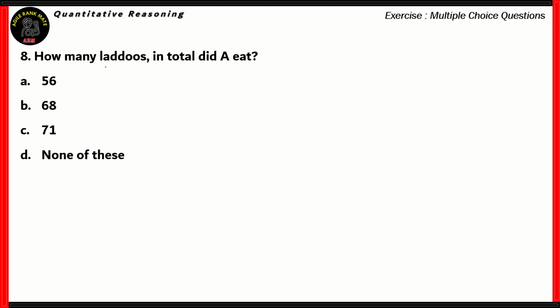Question number 8. How many laddus in total did A eat? So as you can see, we start from 32, 24, 12, and 3. So 2 plus 4 is 6, 6 plus 2 is 8, 8 plus 3 is 11. 3 plus 1 is 4, 4 plus 2 is 6, 6 plus 1 is 7. So we got a total of 71 laddus. The other two numbers are not present in our table for calculating laddus, and option D, none of these, is incorrect because we found out that C is the right answer.